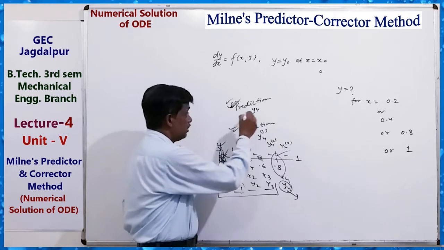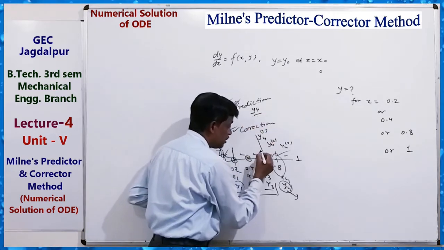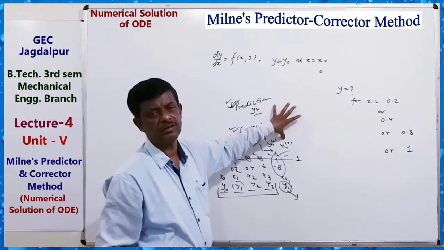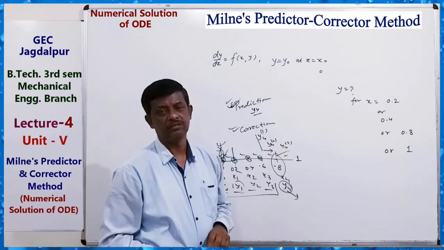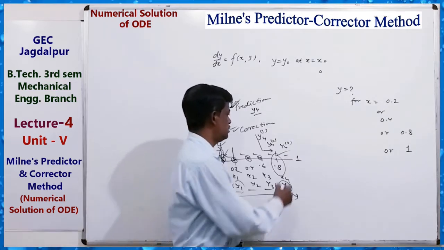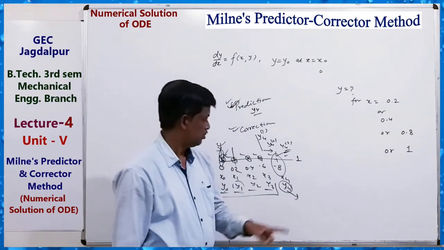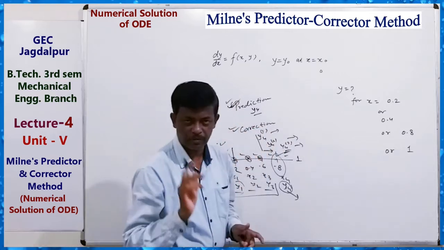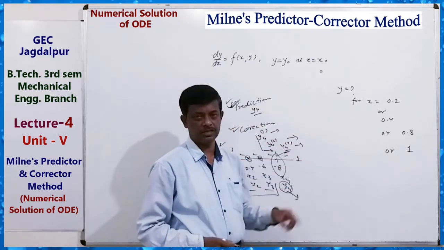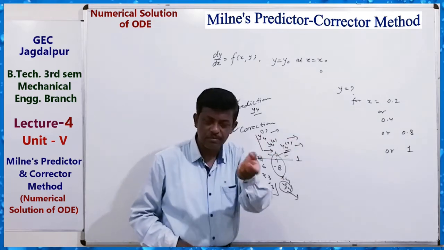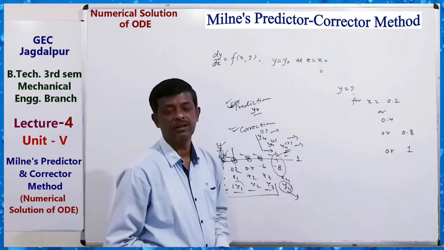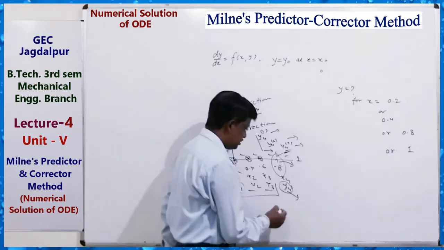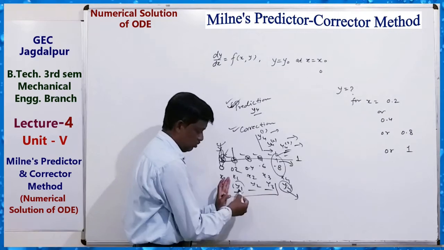When we see that there is very little difference between the predicted value and the corrected value, then we take it as the final value of y4. Or, for the first correction, second correction, third correction, when two corrections give the same values, that will be the final value of y4. And if there is a next interval, we can use the next 4 values.